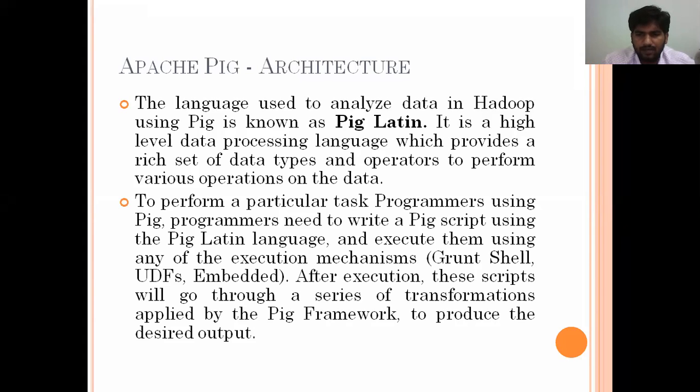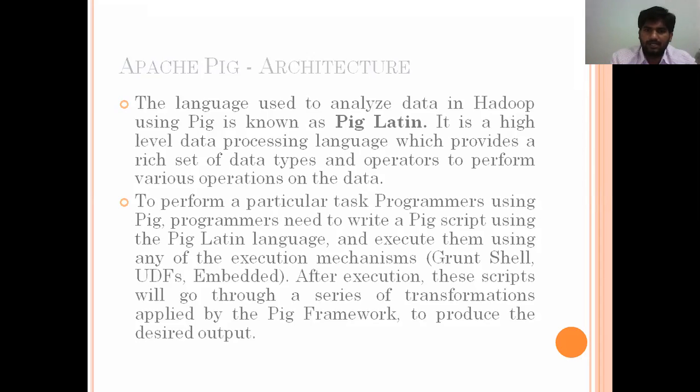We have three different types: the Grunt shell, script, and user defined functions, which are embedded. These are the three different mechanisms in the Apache Pig engine. So any one of them we can select and execute. After execution, these scripts will go through a series of transformations. That series of transformations is nothing but a pipeline applied in a framework to produce the desired output.